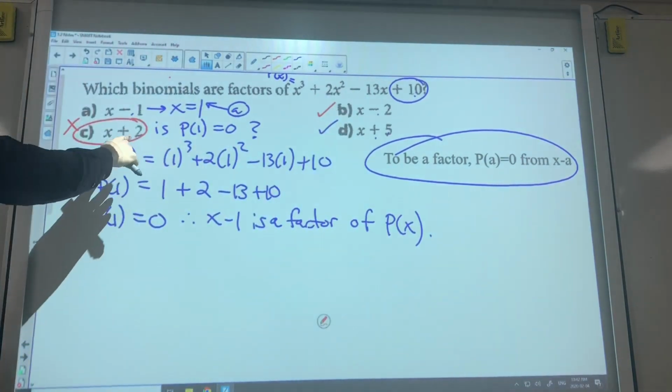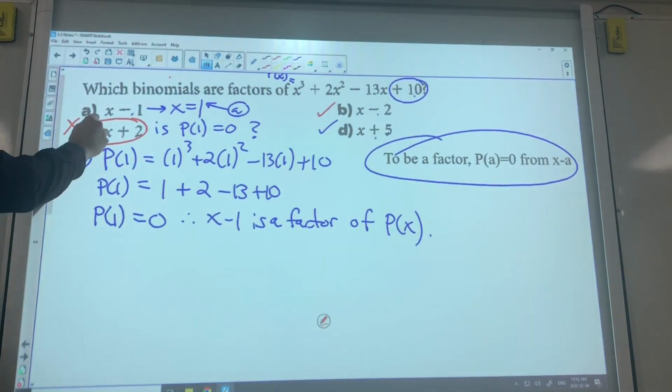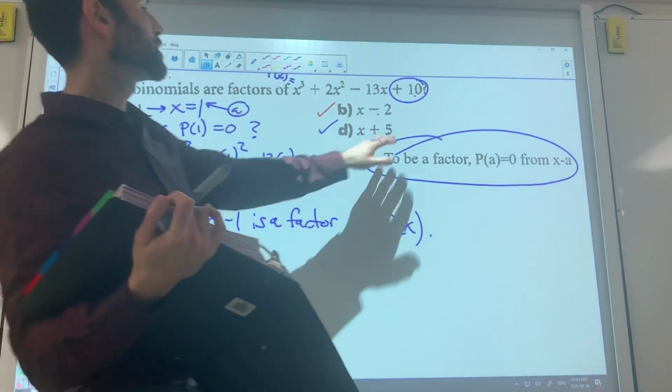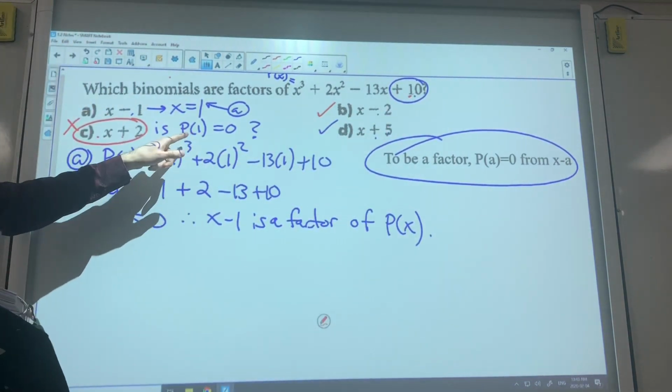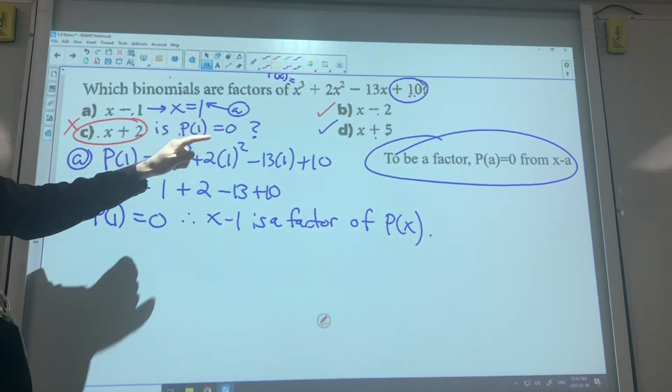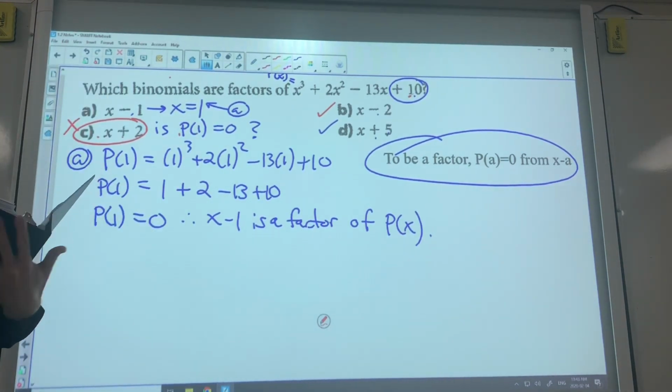So let me demonstrate it. 2 goes into 10 evenly? Yes. But this doesn't work. So it gives you a starting point. You need to find numbers that divide this evenly. It gives you a starting point. Then you have to see if p at that number equals 0. If that's the case, it's a factor. And then we can do synthetic division and start factoring.